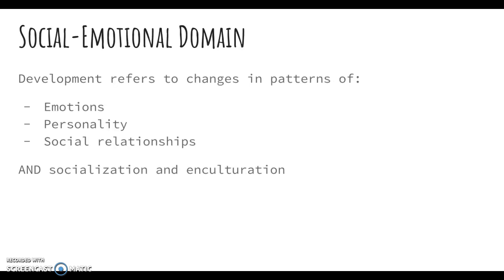And development in the social-emotional domain refers to changes in patterns of emotions, personality, and social relationships. So if I am angry, what does that feel like? When I am angry, what should I do? What should I not do? Is it okay for me to throw this pen at the person that's next to me because they made me angry, or I felt angry with them?